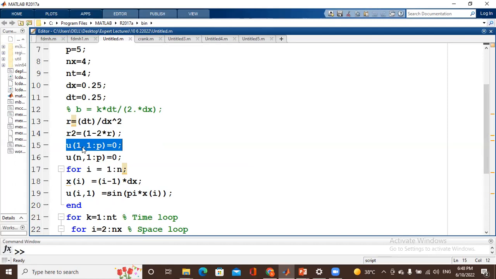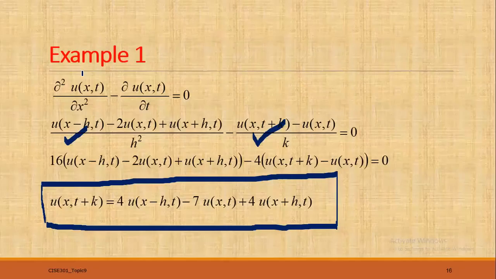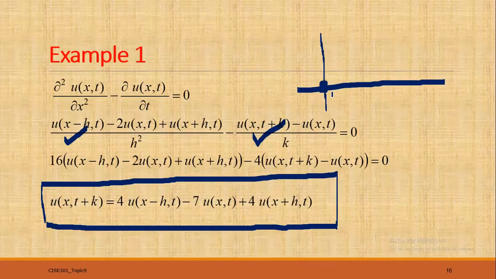X is 1, x is 1. Why do we write x is equal to 1? Because in a Matlab program we don't start with 0, we start with 1. So we discretize 1, 2, 3, 4 and 5.